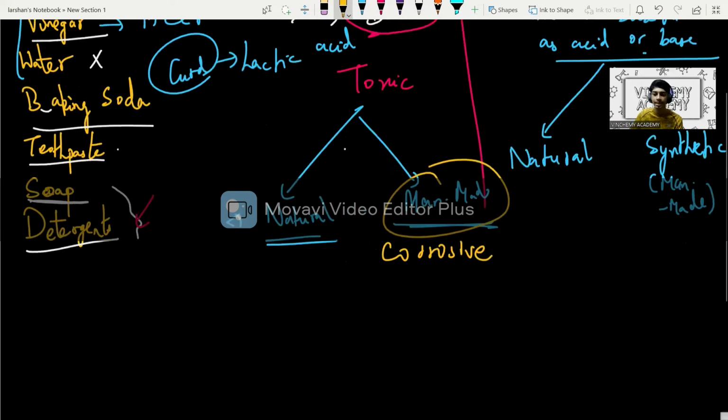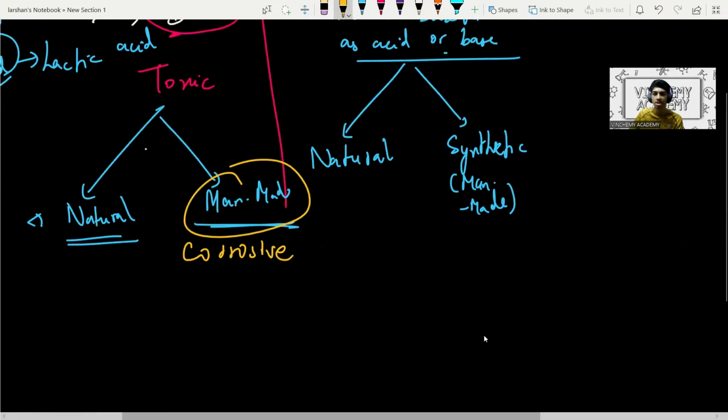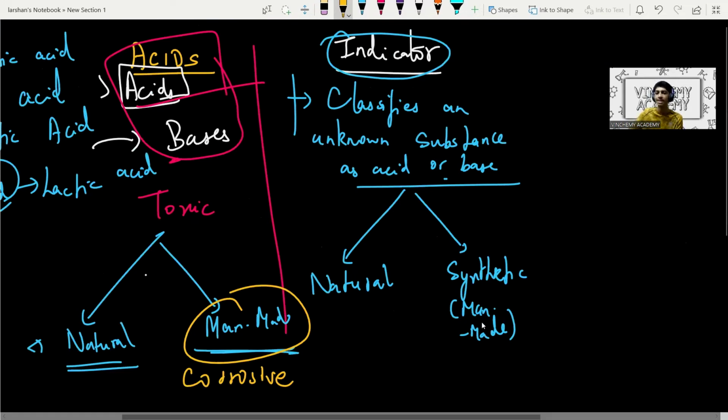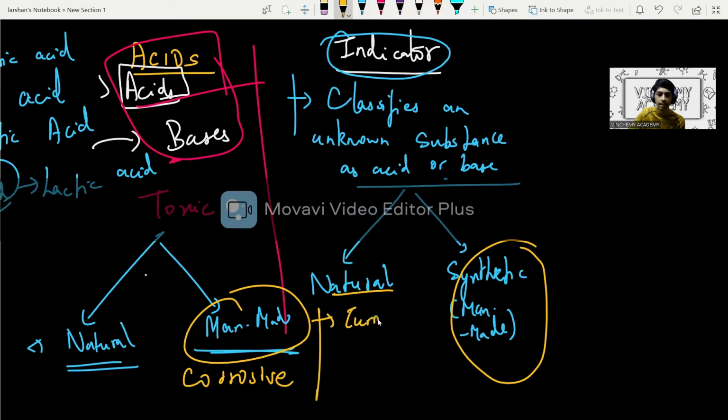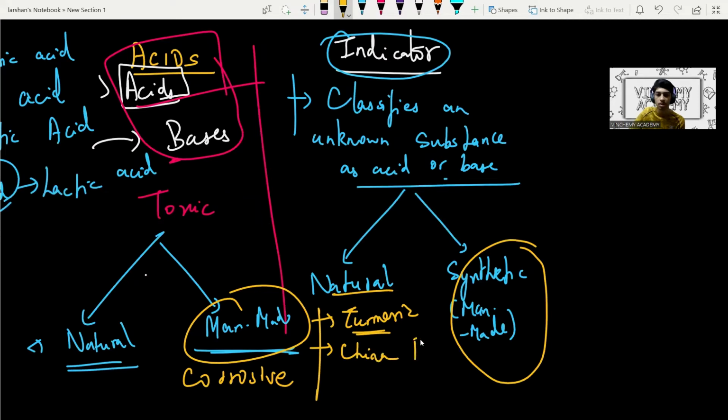So in indicators, again, we have natural and man-made. Natural is from nature, mostly flowers and plants. Synthetic is what we make, right? So under natural indicators, your turmeric is an indicator. It can tell whether a given substance is acid or base. So turmeric is a natural indicator. And mostly there's turmeric, and one more thing is China rose.